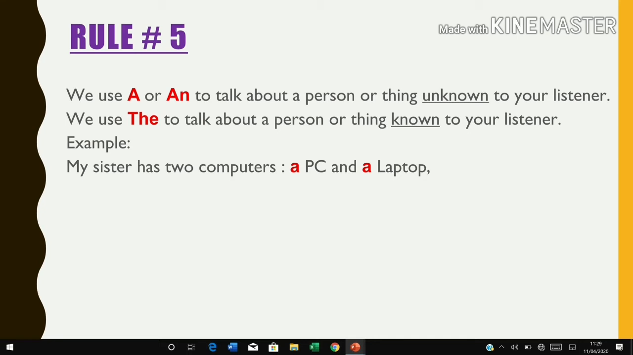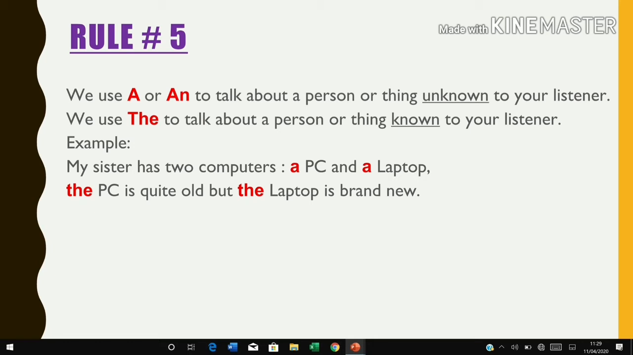I say a laptop and a PC because that's the first time I'm mentioning my two computers. Up to this point, the listener is unaware of my computer. But now, in the upcoming sentence, if I say the PC and the laptop, that means you now know which one I'm talking about, because I have already informed you about my thing.